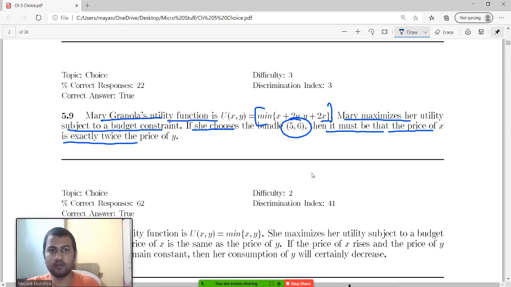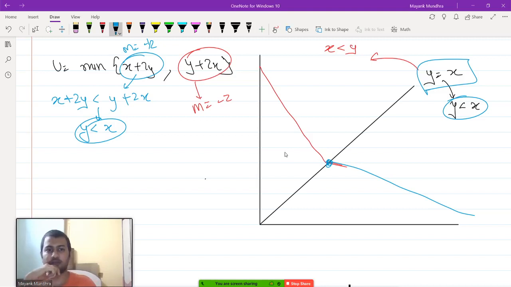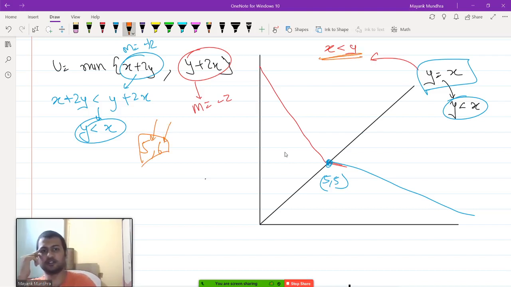She is consuming a point 5, 6. So this would be a point like 5, 5. Okay, a 5, 6 point would be above this. 5, 6 is basically Y greater than X, so it should be in this region. Anyway, this is your point 5, 6. So she is consuming at this point.